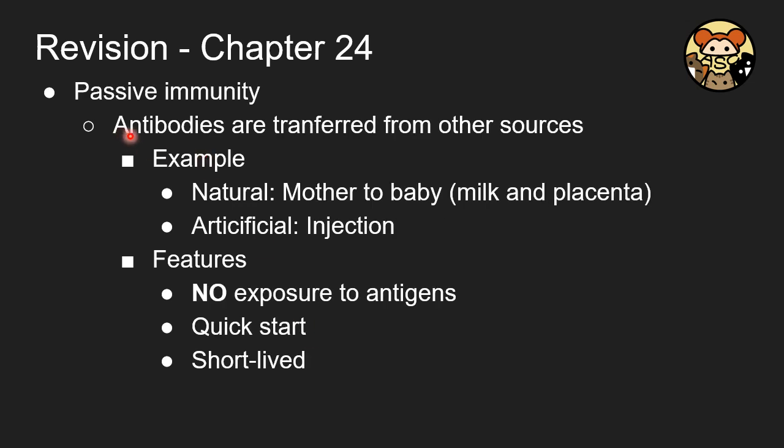There is another type, that is, passive immunity, where the antibodies are transported from some other source. There is a natural way to acquire passive immunity, that is from the mother to the baby through the milk and also the placenta. And also there is another type, an artificial one, that is we inject antibodies to the patient directly. Because there is no exposure to the antigens, there is a quick start, as it doesn't need time to produce antibodies. However, it will only have a very short-lived effect because there is no production of memory cells.